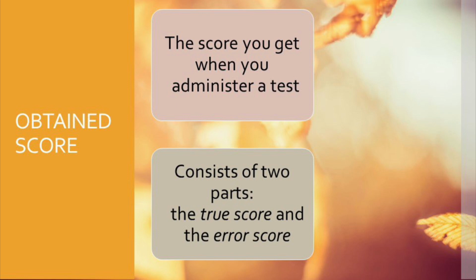Pretty straightforward. But the obtained score consists of two parts, which are the true score and the error score. The true score is the person's actual ability, while the error is the difference between the observed and the true scores. Okay, so an example: let's say a student knew 90 out of 100 questions on a test. And then on the remaining 10 questions, the student guessed correctly on 7, and guessed incorrectly on 3 of the questions.